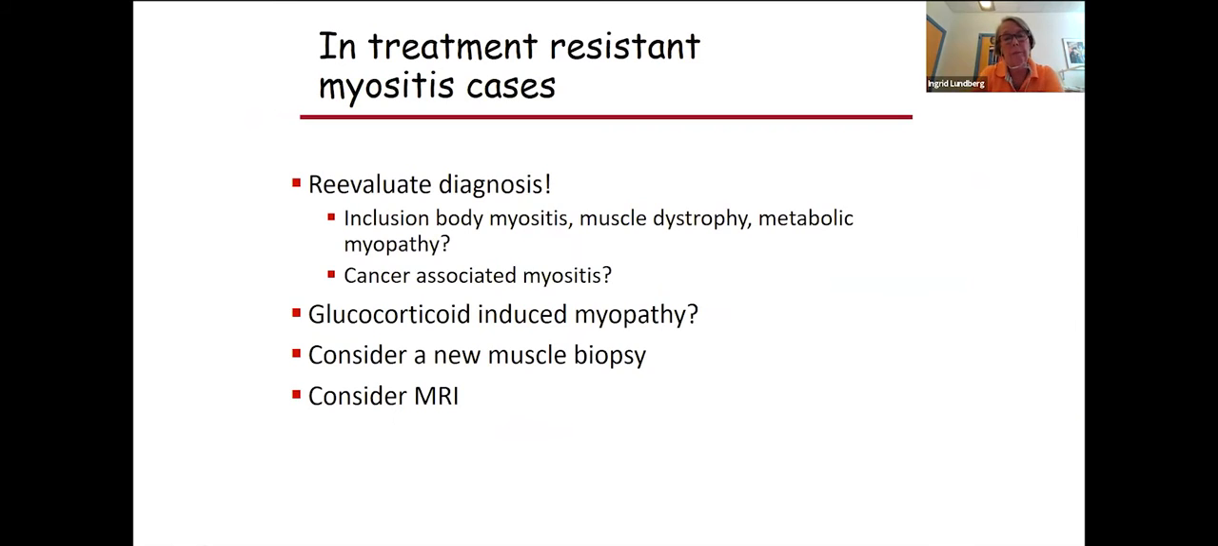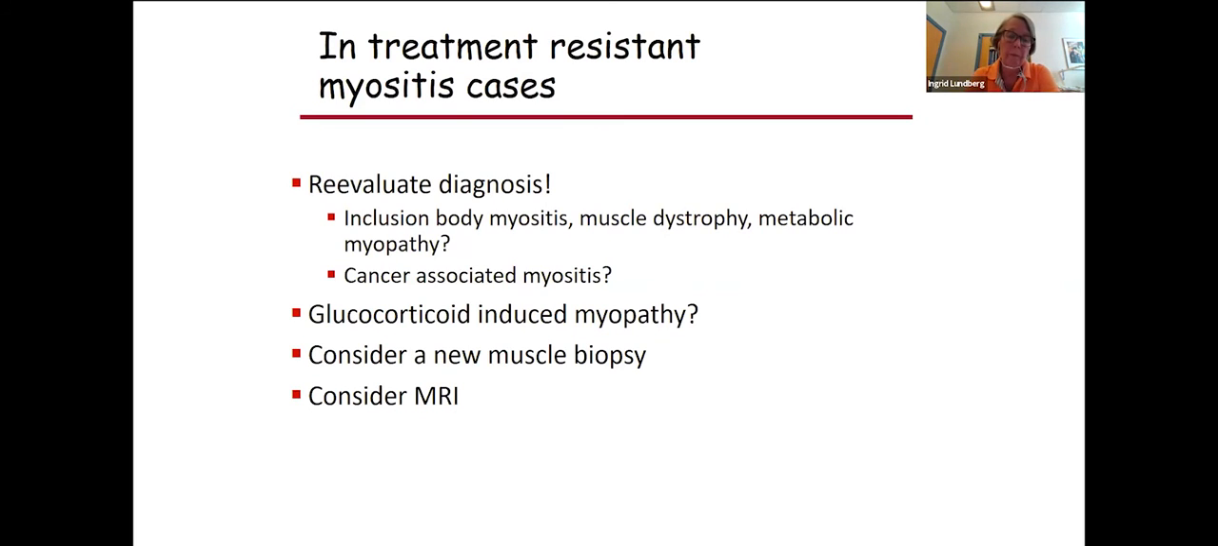It's also important, if patients don't respond, that there could be different reasons. So when you see the patient after maybe 3 or 6 months and they haven't improved, reevaluate the diagnosis. Is this another type of myopathy? Is this a patient with inclusion body myositis or a muscle dystrophy or a metabolic myopathy, particularly in patients without skin rash? Or is there an underlying cancer that could explain the refractory case? And if the patients still have weakness, could that be a glucocorticoid-induced myopathy?